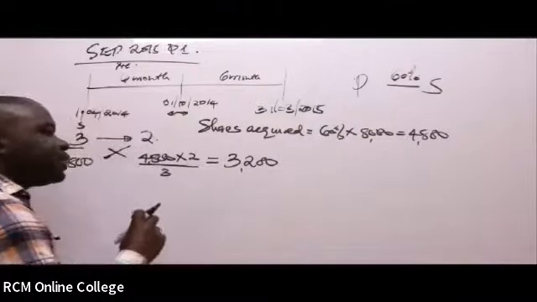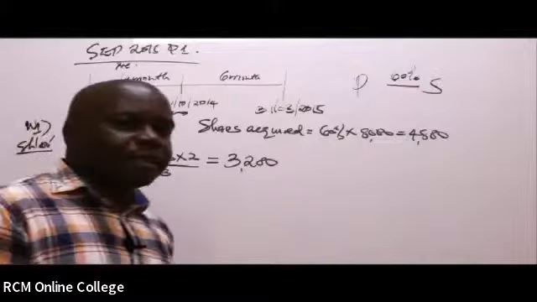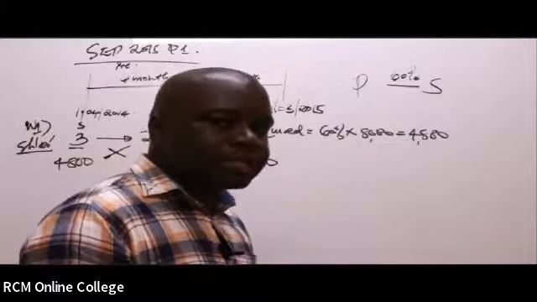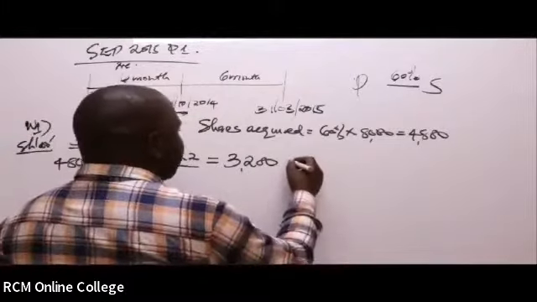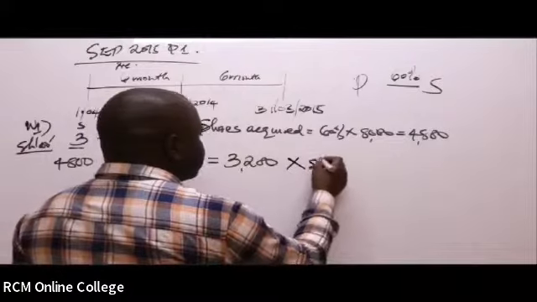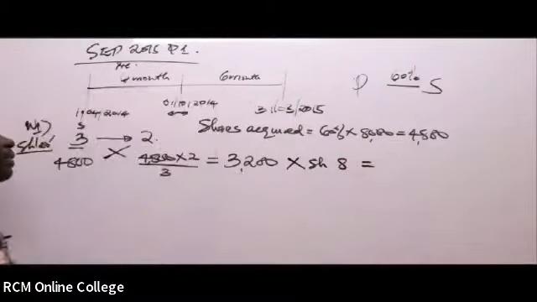So it means if we convert these shares into worth of money, they would have paid. It means in this case, you have to multiply by how much? 8 shillings. So in monetary worth, it will be 3,200 multiplied by 8.